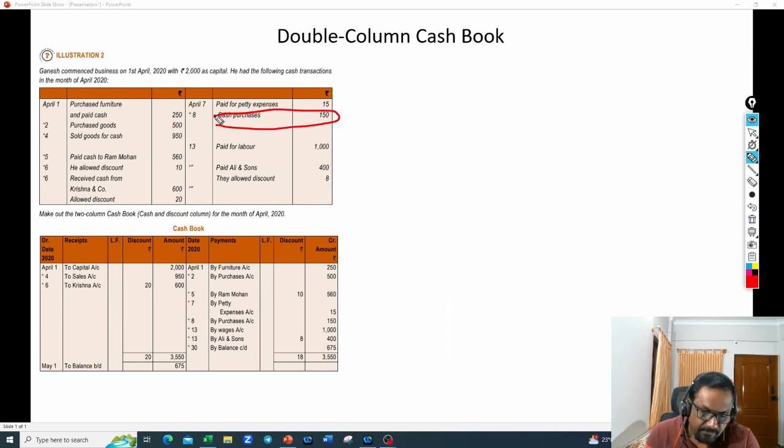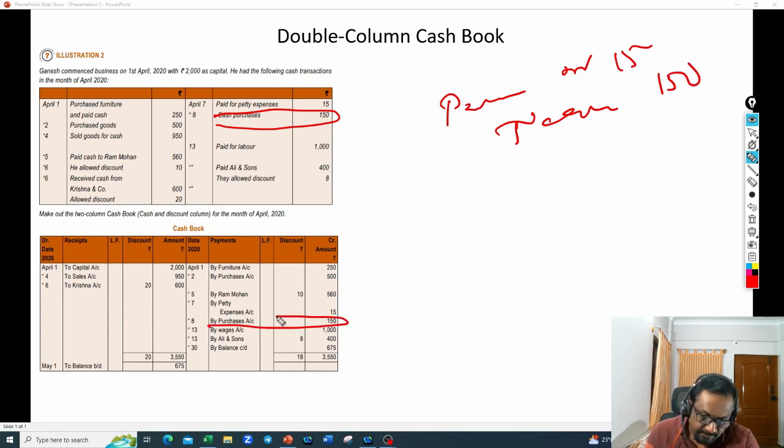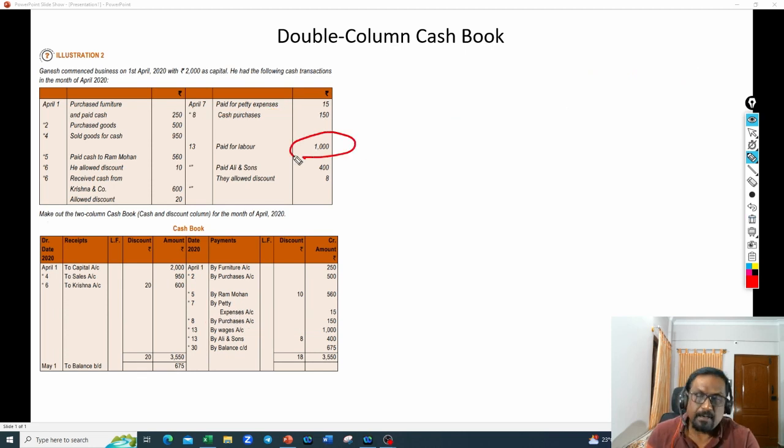cash purchases 150. We purchased goods for cash. So purchases account debit to cash account 150 rupees. So by purchases 150 we need to write because cash is credited. Clear? Next, paid labor 1000.